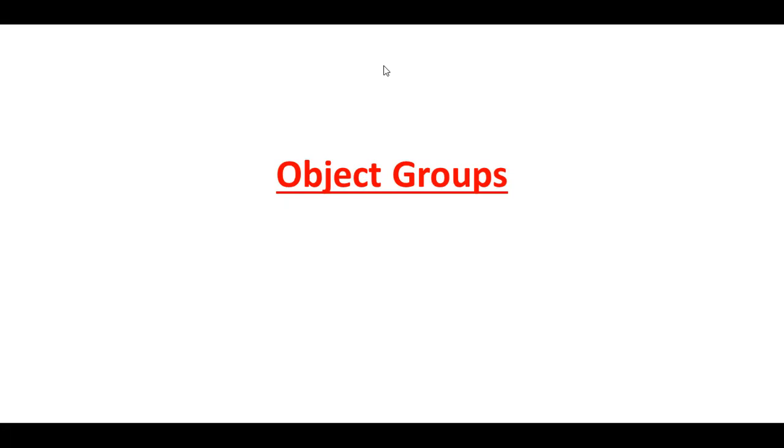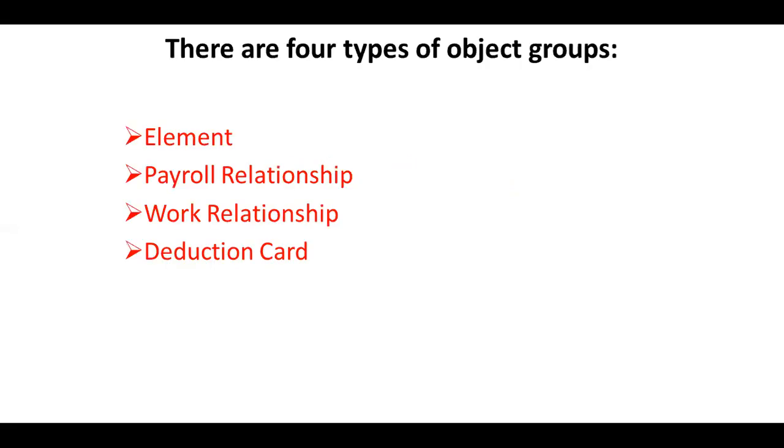In this session, we are going to discuss what an object group is, what different categories we have in object groups, why it is required, and where we use these object groups. Here in object groups, we have four different categories: element group, payroll relationship group, work relationship group, and deduction card group.